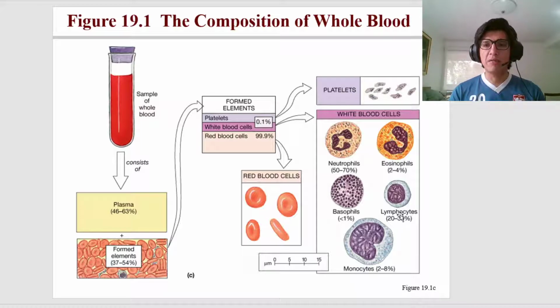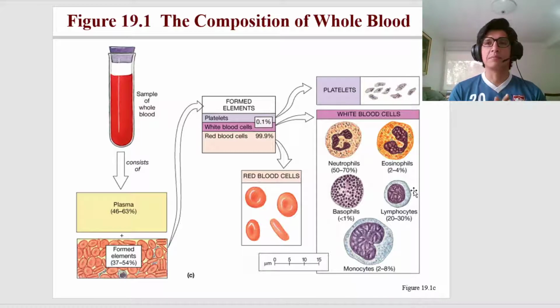And we also have lymphocytes, of which we have three categories: B lymphocytes, T lymphocytes, and natural killer cells. We'll look at them in depth in a minute. The B lymphocytes are the ones responsible for creating antibodies.